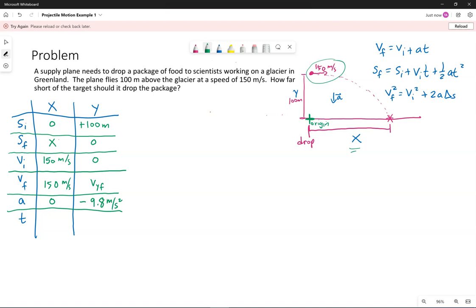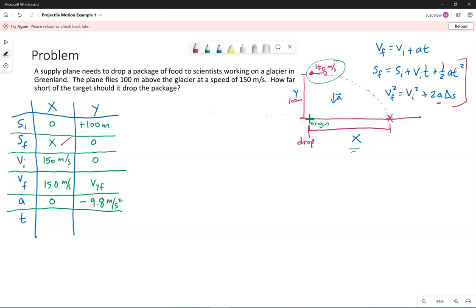So ultimately, the question wants us to find x. How far short of the target should it drop the package? So final position, when I come over to my kinematic equations, the final position shows up in these two bottom equations. But in this third equation, when we're talking about the x direction, there is no acceleration in the x direction, which makes this whole third term cancel and disappear.